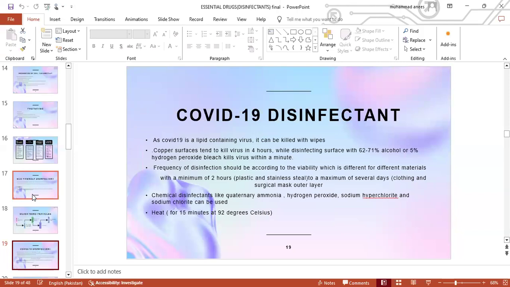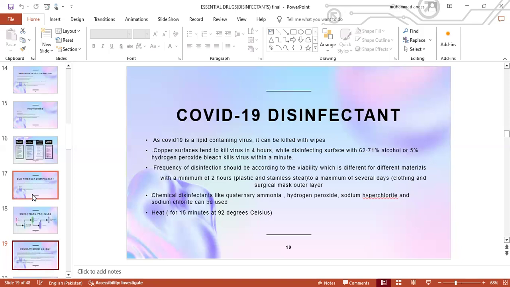Recently we had the COVID-19 outbreak, and during that time, disinfection was required. COVID-19 is a lipid-containing virus, so it can be killed with simple wipes containing alcohol. Copper surfaces tend to kill the virus in 4 hours, while disinfecting surfaces with 62 to 71% alcohol or 0.5% hydrogen peroxide bleach kills the virus within a minute. The frequency of disinfection should be according to viability, which is different for different materials, with a minimum of 2 hours for plastic and stainless steel to a maximum of several days, 2 to 4 days or 7 days on clothing, depending upon the type of clothing and the outer layer of the surgical mask.